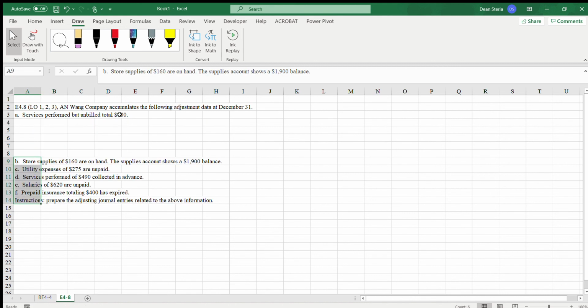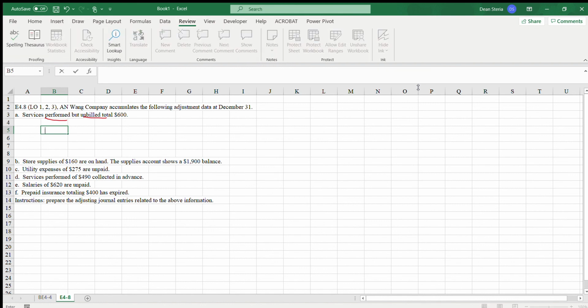Services performed but unbilled, $600. Again, we performed the services, we just haven't billed them yet. Okay, so that means that we've earned it, we just haven't received it yet. So we're going to do that by debiting accounts receivable and crediting our revenue account for $600.